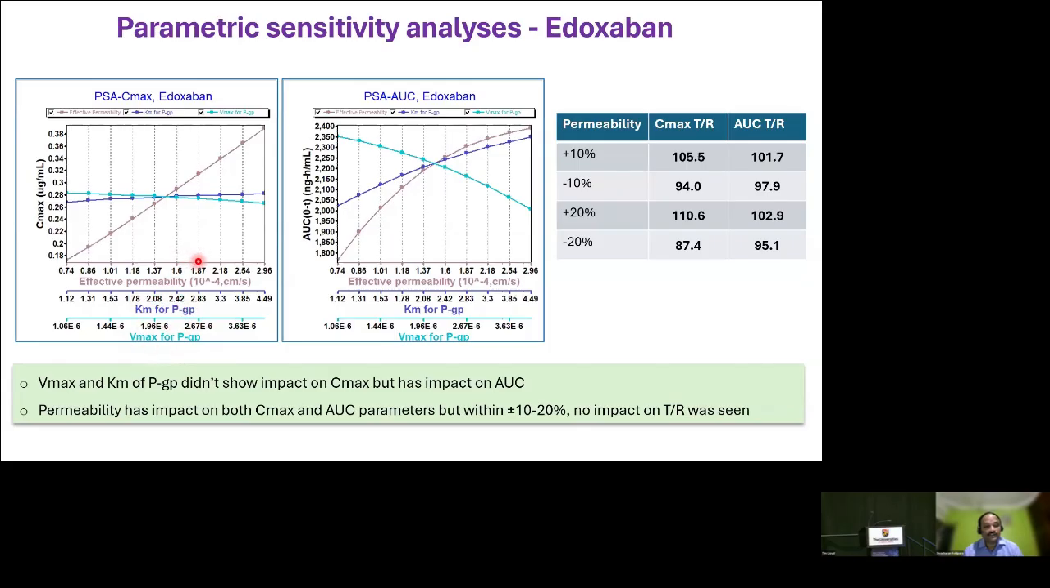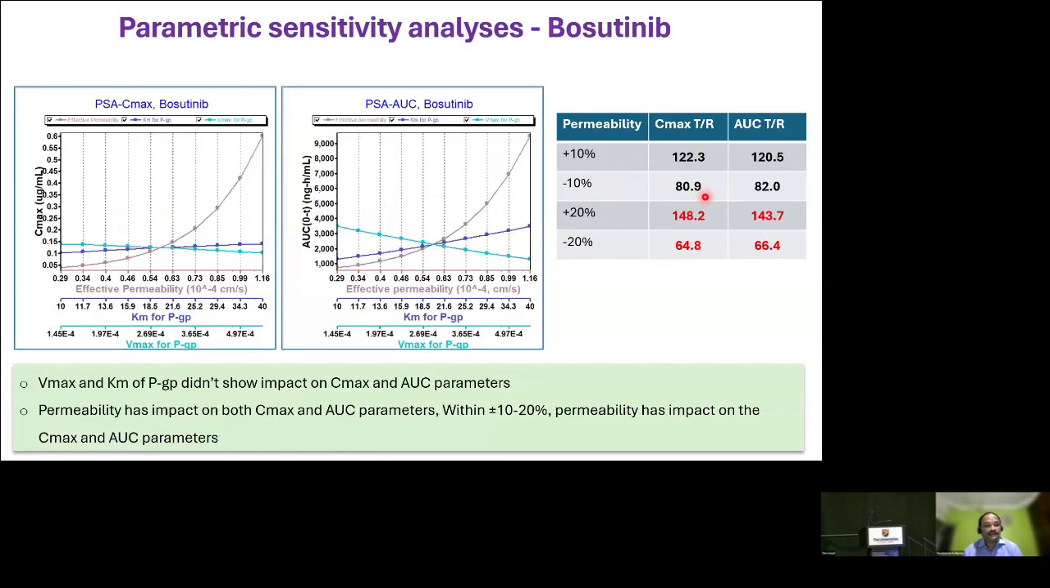And in addition to this, other factors which can play a role in the bioequivalence or the impact of excipients for BCS class 4 molecules is the solubility as well as the dissolution rate. And along with the permeability as well as the transporter kinetics, we need to consider the solubility as well as the dissolution rate. So what we can see from the parametric sensitivity analysis is that permeability, of course, has a significant impact both on Cmax as well as on the AUC. The transporter kinetic parameters did not impact the Cmax much, but they have significant impact on the AUC, which is also understandable. Further, we also have evaluated how the permeability alterations can impact the T/R ratios. And at least for edoxaban, within plus or minus 20%, the permeability alterations did not impact the T/R ratios against the original formulation. The next example is for the bosutinib.